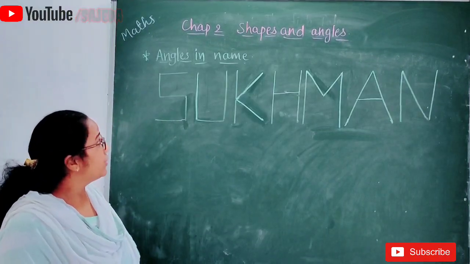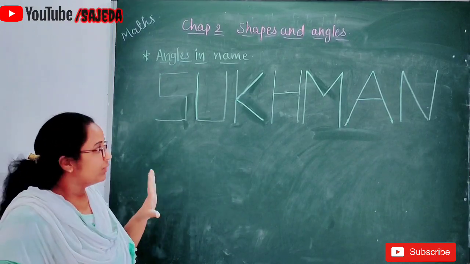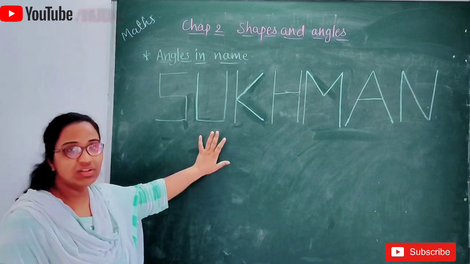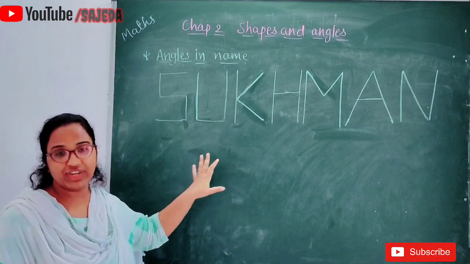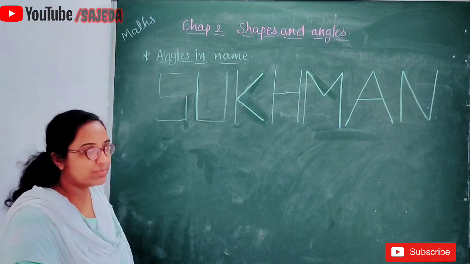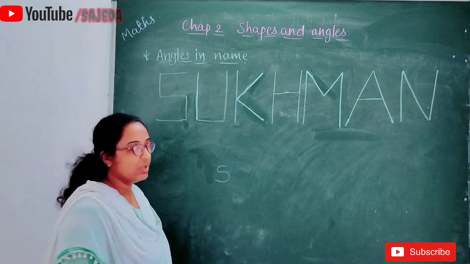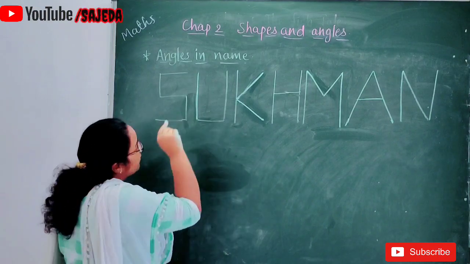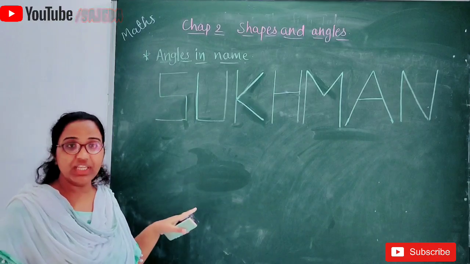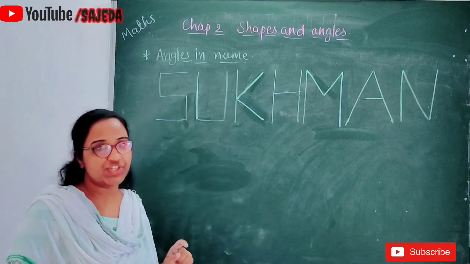Now the next topic is angles in names. For this, the first condition is you have to write all these alphabets using straight lines. Here you can't use any curved line. Suppose generally we write S in this way, but when such a type of question is asked, you have to draw straight lines, then only you will be able to find out angles.